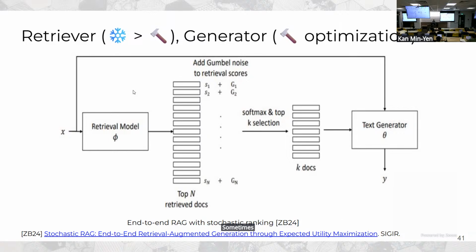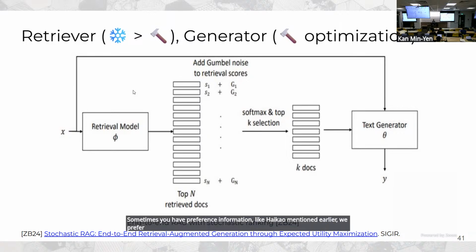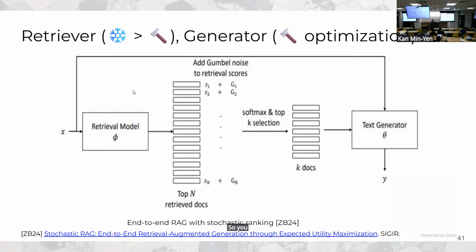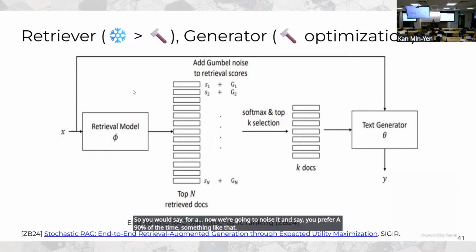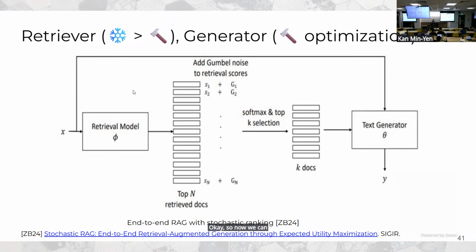We can do this even in this case where we have binary information. Sometimes we have preference information, like Haitao mentioned earlier. We prefer document A over document B. So you would say prefer A, but now we're going to noise it and say you prefer A 90% of the time, something like that. Okay, so now we can train a system to be able to do standard gradient descent methods for doing this end-to-end retrieval.